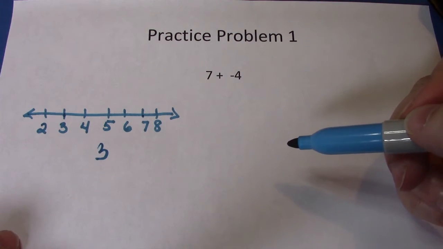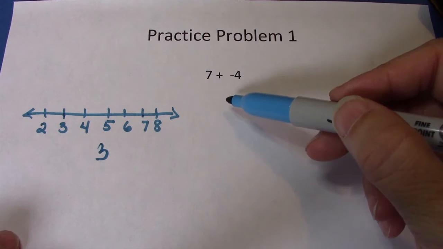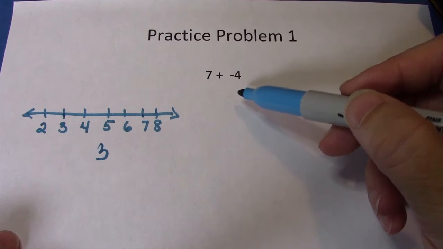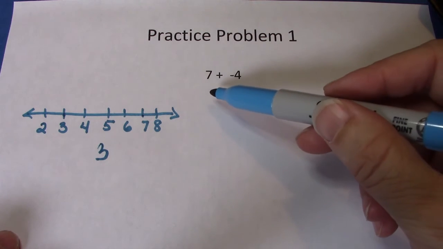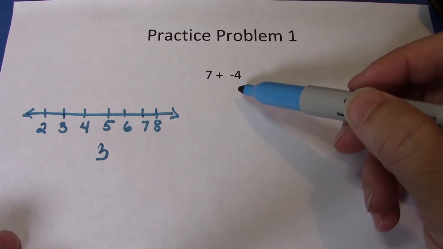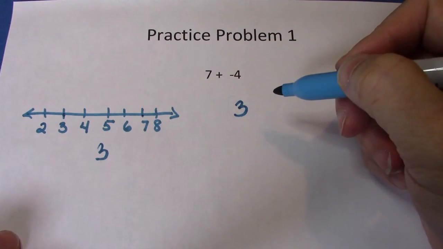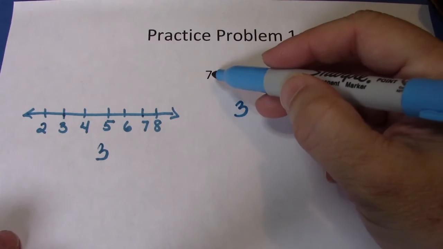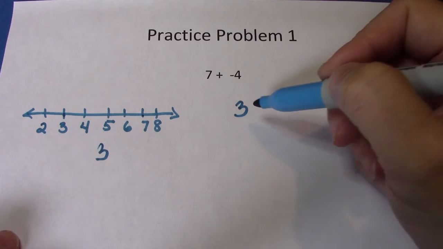Now doing it the same way with rules, we are adding and the signs are different. So we're going to subtract the two numbers. First, not paying attention to the signs, we'll take the larger number, 7. 7 minus 4 is 3, and we take the sign of the larger number. That's 7. 7 is more than 4, and so it's a positive 3.